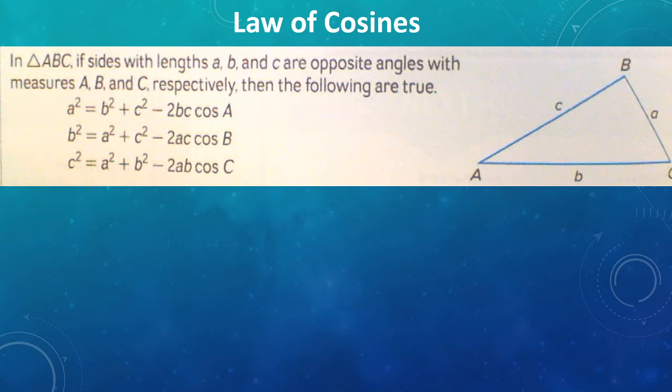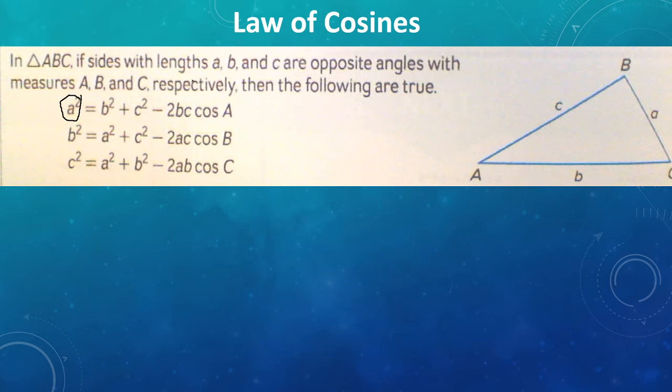So the way you remember law of cosines, it's the side you want, so in this case it's A, the side you want squared is equal to the sum of the squares of the other two sides, so B and C are the other two sides, you square them, you sum them, minus twice the product of the two other sides and the cosine of the angle across from the side you don't want.